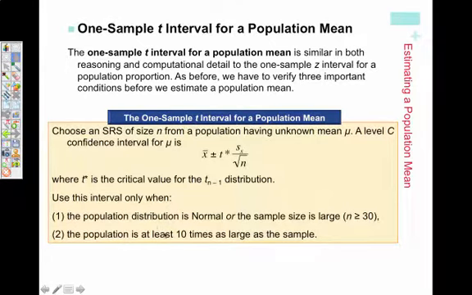So putting it all together, here is the one sample t interval for a population mean. Choose an SRS of size n from our population having an unknown mean. The confidence interval for mu can be found using this formula. T star is our critical value for the t sub n-1 distribution. Remember, n-1 is the degrees of freedom. And we will use this interval only when the population is normal or the sample size is large, and the population is at least 10 times as large as the sample.